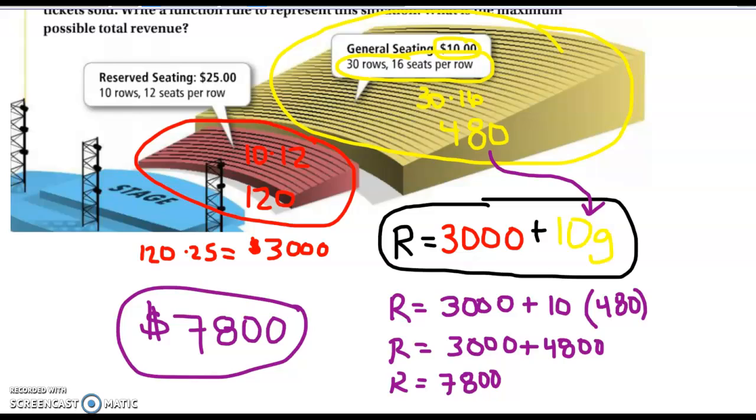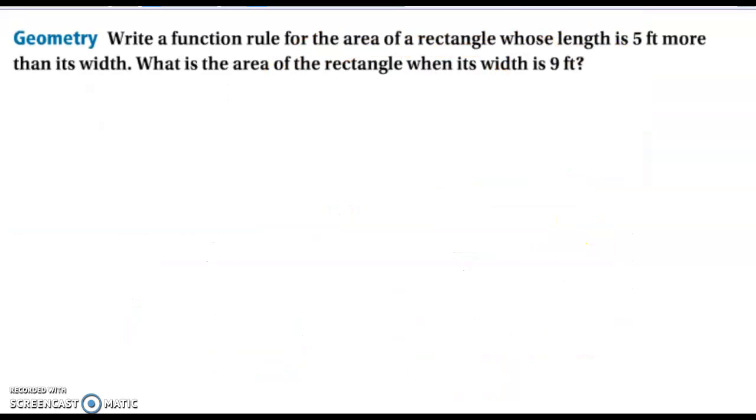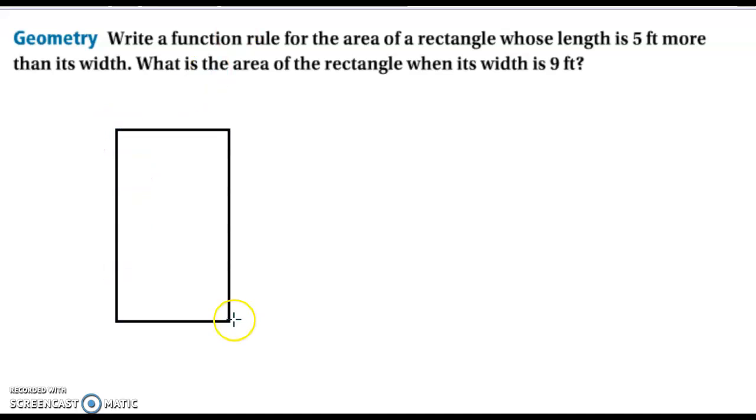All right, let's look at one more. Geometry. Write a function rule for the area of a rectangle whose length is 5 feet more than its width. What is the area of the rectangle when its width is 9 feet? All right, well, let's look at this. So we have a rectangle. I'll actually just draw a rectangle here. So we're going to do area.